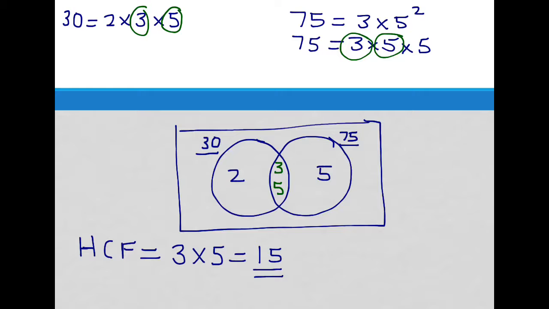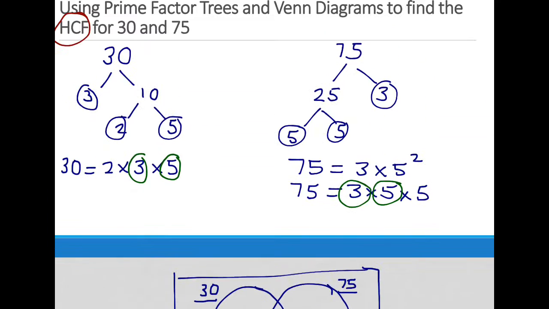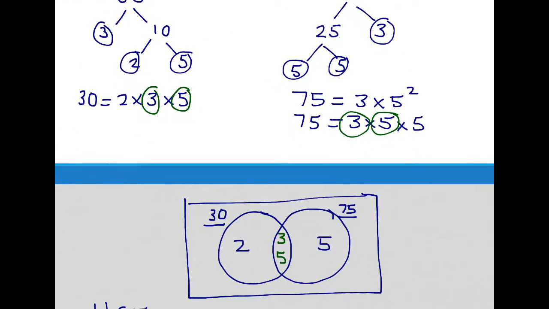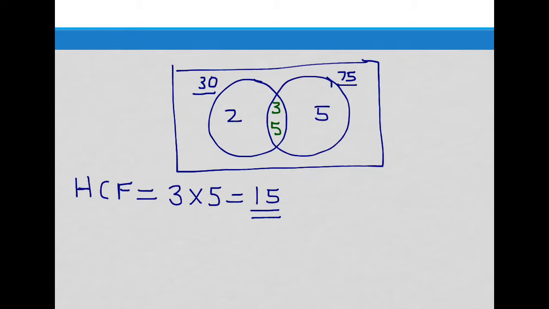If you got 15, big well done. If you didn't, go back, review all of this so that you can see what perhaps went wrong before you move on to the next stage. We find the lowest common multiple.